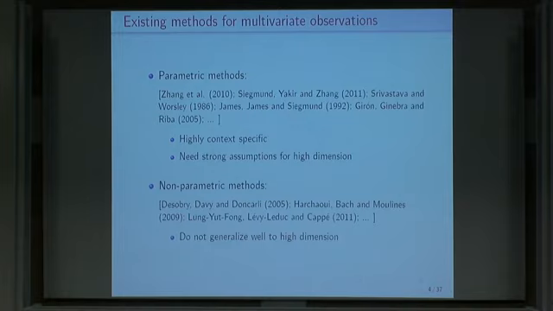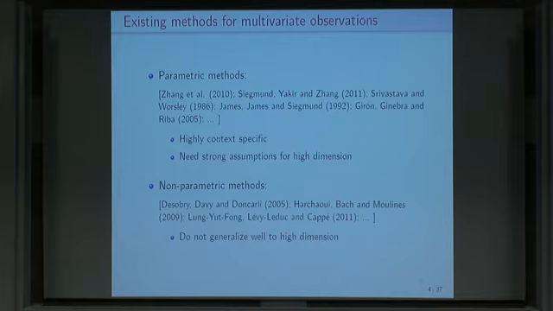And of course, if the data do satisfy the assumption, then usually this method will be preferred. But many times these assumptions are too stringent for the data. And there are some other methods that are non-parametric or semi-parametric. These two are based on kernels, and this one is based on the marginal rank statistic. And I feel like this cannot be generalized well to high dimension. And to my knowledge, none of the existing non-parametric methods can generalize well to high dimension.